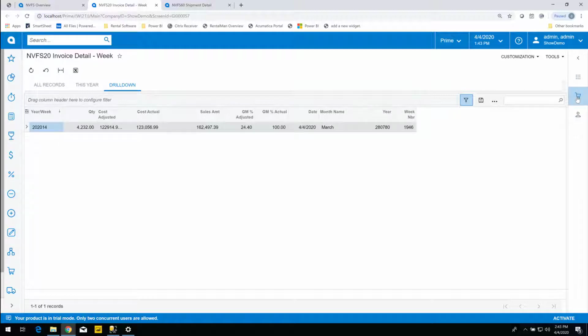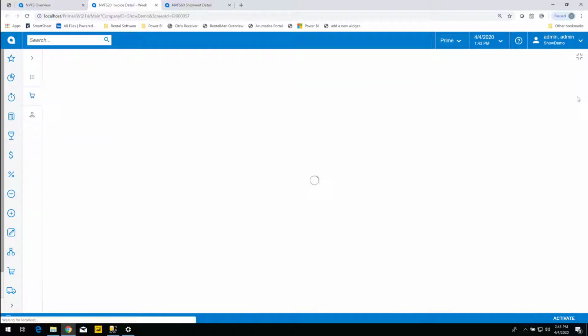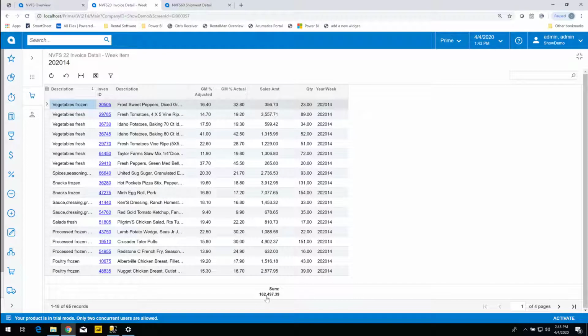So if I look at it by cart or by product, I still see my $162,000, but now for each item class and for each item, I can see what my adjusted gross margin was, which will average out to the 24%, as well as my actual gross margin based on actual product cost and my sales.